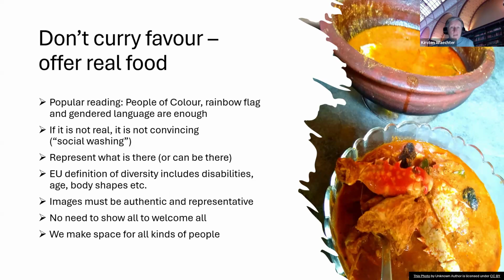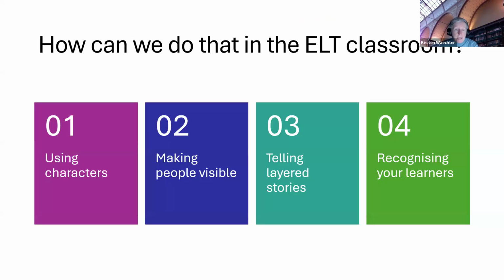And that's also a form of diversity, that we have to establish a classroom where they feel okay as well. I don't think we have to show all kinds of diversity constantly and at the same time, so don't bend over backwards, but we have to find solutions for our classroom that really make sense and make space for all kinds of people. So how do we do that in the ELT classroom?